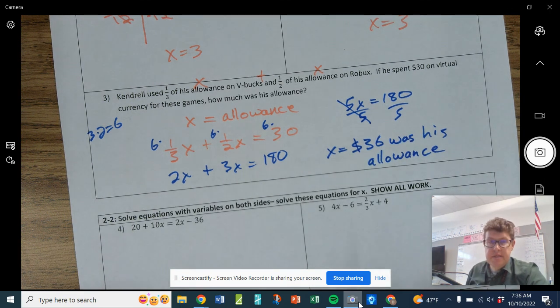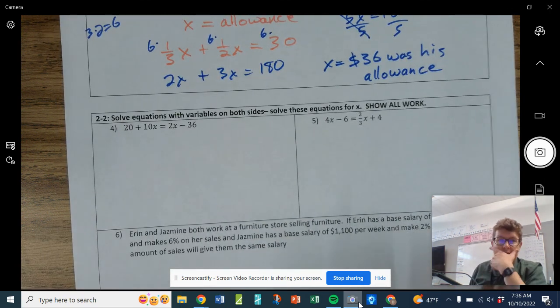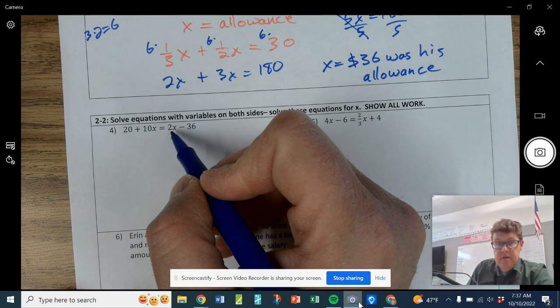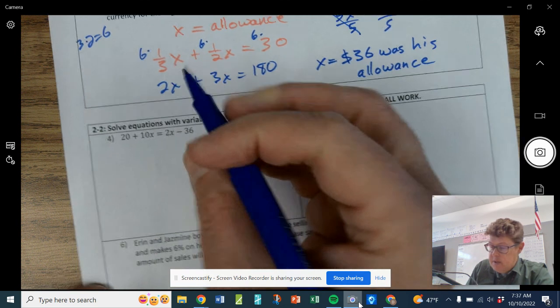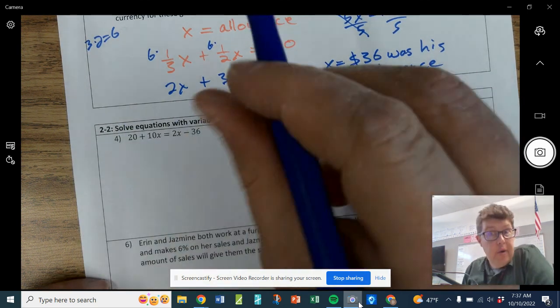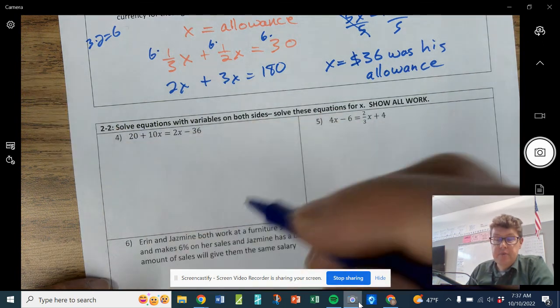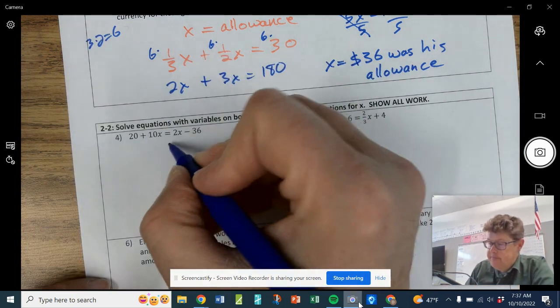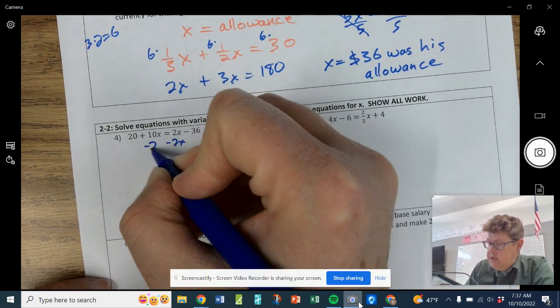All right, so $36. Okay, so now we've got variables on both sides. So now we basically have to get the variables together. So I've got this 2x and this 10x. And so I like to bring my variables to the left side and my numbers to the right side. It is not required that you bring them to the left and to the right like that. I just like my variables on the left side. Most math teachers do, I would imagine.